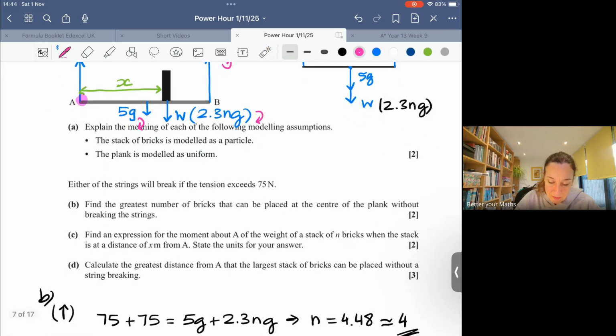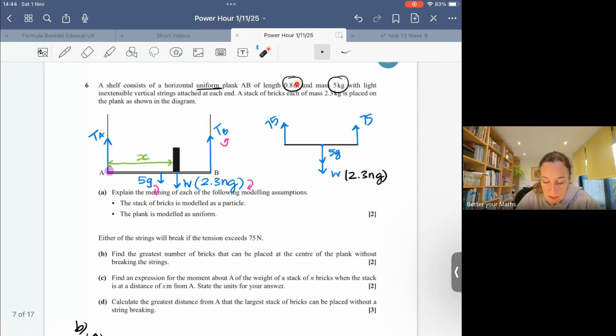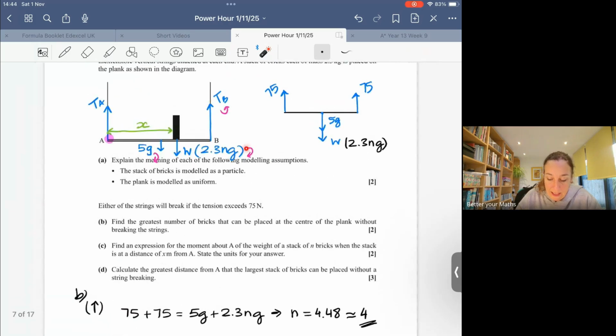Let's calculate those moments. This one is 5g multiplied by the distance. The whole bar was 0.8, and this is the midpoint, so the distance is going to be 0.4. So 5g, which is the force, multiplied by the distance, which is 0.4. The other clockwise one, I have 2.3, but I know I have 4 bricks, so I have 4 times 2.3, which is what?